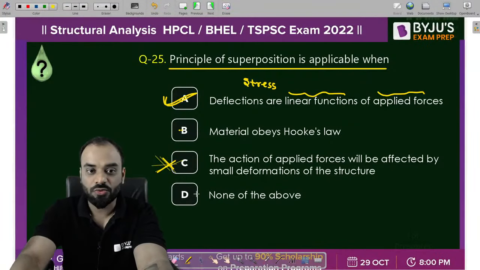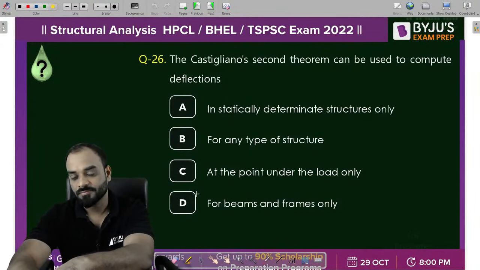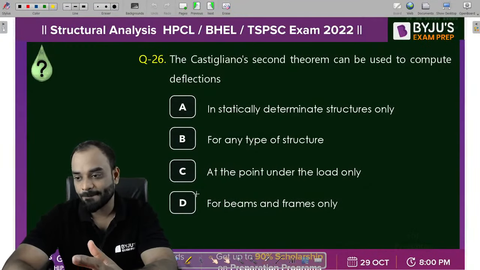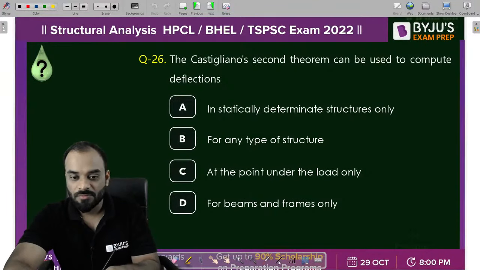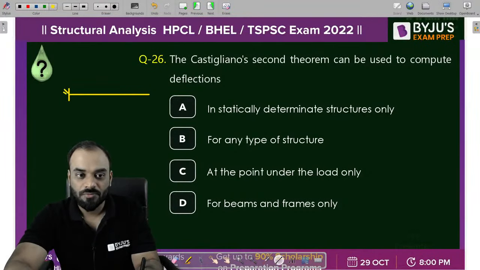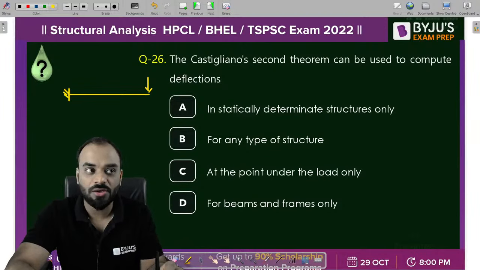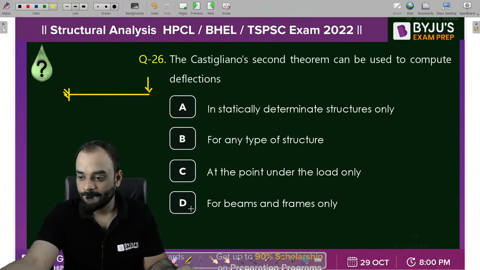Okay. Next question, guys. Castigliano's second theorem can be used to compute deflection. Castigliano's second theorem can be used to compute deflection. Tell me, guys. Castigliano's second theorem to compute deflection. C, okay, at the point under the load only. Right. Correct, guys, correct.